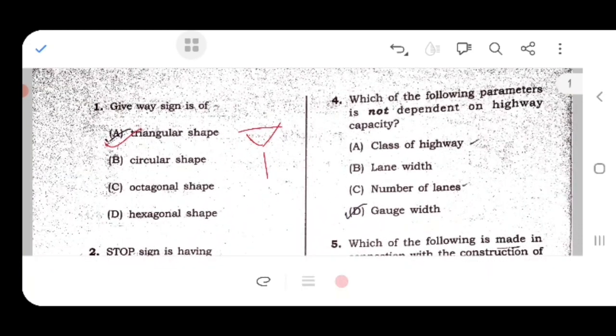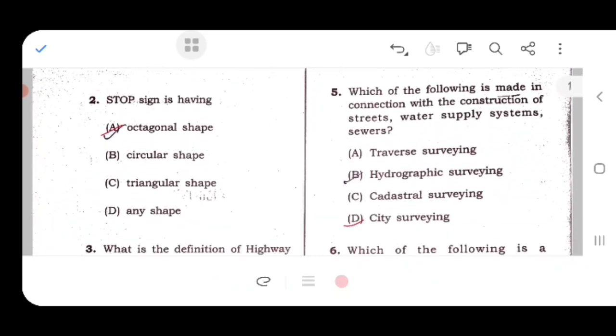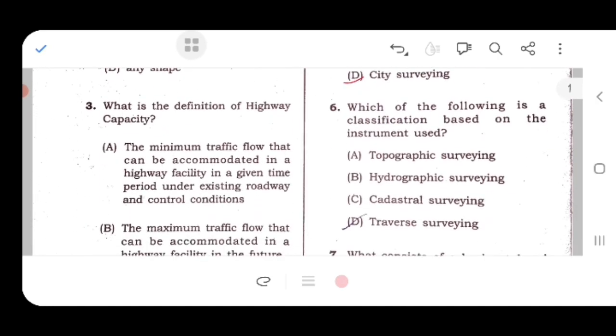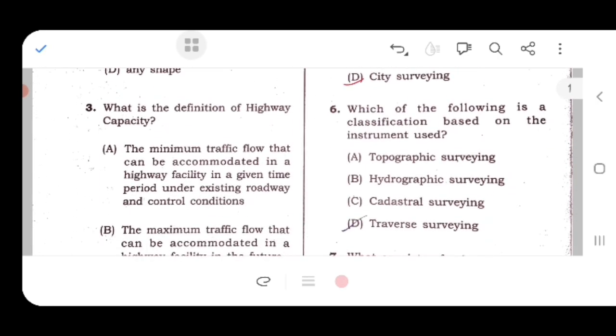That is gauge width. Which of the following is made in connection with construction of street water supply system sewer? Then, which of the following is classification based on the instrument used? Traverse surveying.